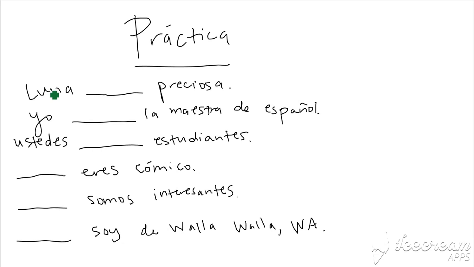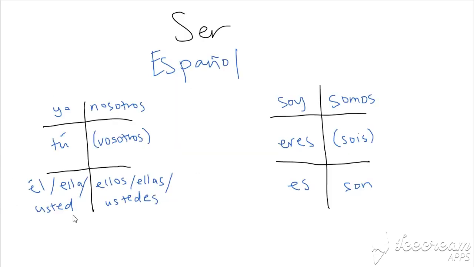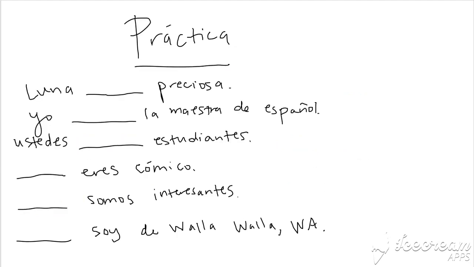Okay, we're going to do a little bit of practice. Luna. So Luna is going to be the he, she, or you formal. So we would use es for Luna. Luna es preciosa. Luna is my daughter, obviously, and she is precious. Okay, yo, it's going to be the I form of the verb ser. Yo soy la maestra de español. I am the Spanish teacher. Ustedes, you all. So if I'm talking to everybody in the Spanish class, I would use ustedes, you all, which is going to be the ellos, ellas, ustedes form of ser, which is son. Ustedes son estudiantes. You all are students.